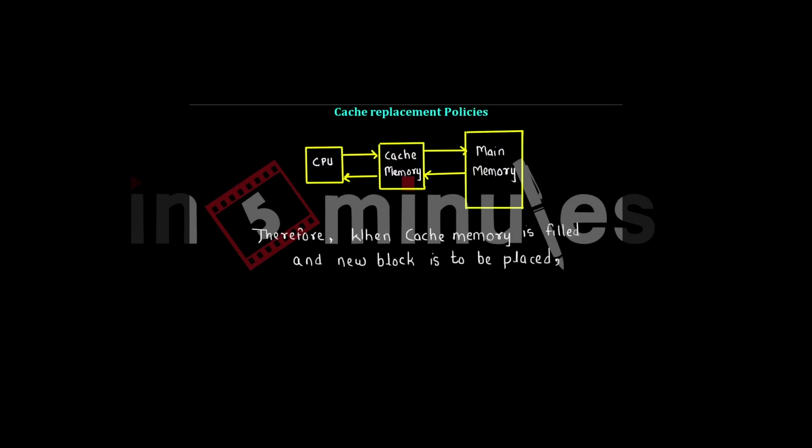Therefore, when a cache memory is completely filled and we want to place another block from the main memory into the cache, we must remove an existing block from the cache memory. So this is why we require cache replacement policies. That is, removing an existing block from the cache memory when a new block is to be filled into the cache memory.